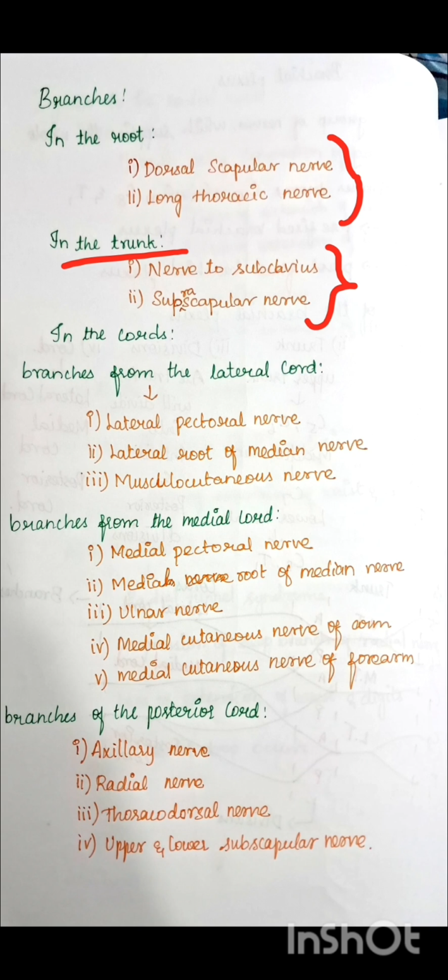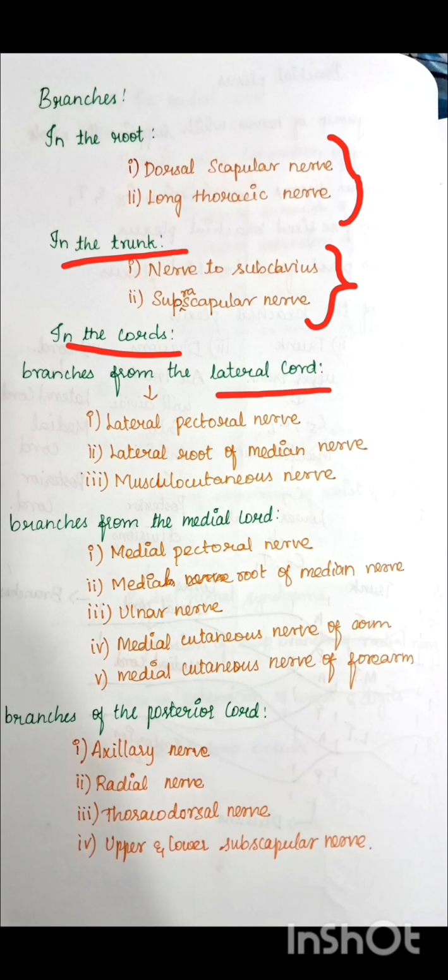Coming to the branches of the trunk, we have two branches: the nerve to subclavius and the suprascapular nerve. The nerve to subclavius supplies the subclavius muscle. The suprascapular nerve supplies the supraspinatus and infraspinatus muscles. Coming to the branches of the cords, we have three cords.